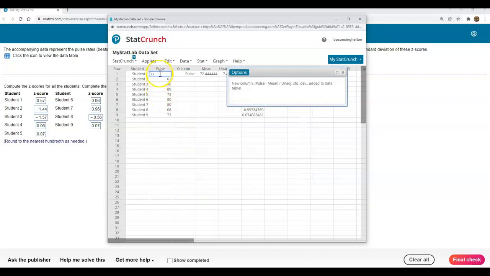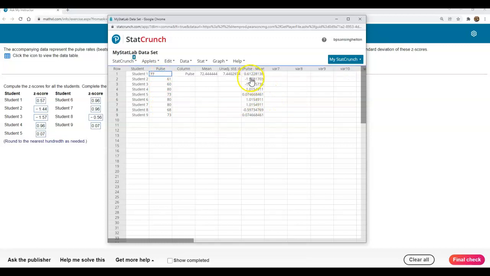Now since I put it on this pulse column, it's going to do the calculation for every entry in that pulse column and put it over here. So you can see here, these are my values, and they are slightly different than what the student put in because the student calculated the sample standard deviation instead of the population standard deviation. So that's how you go about doing it. Make sure you round to the nearest hundredth and you'll be good to go.